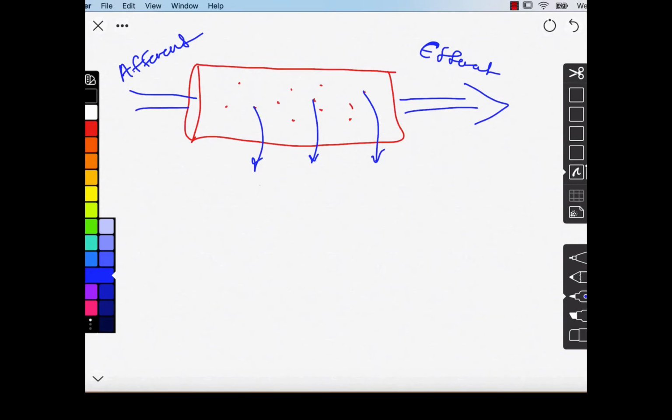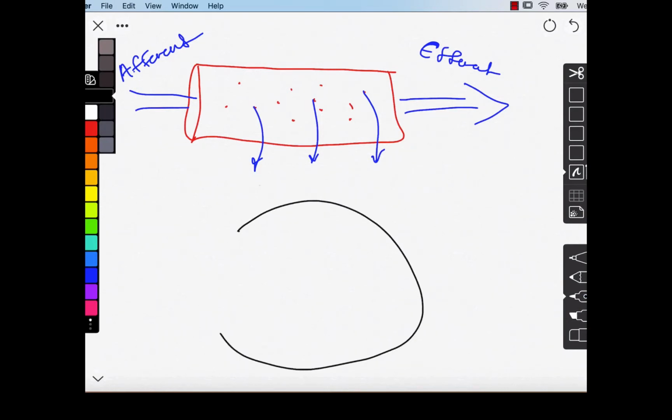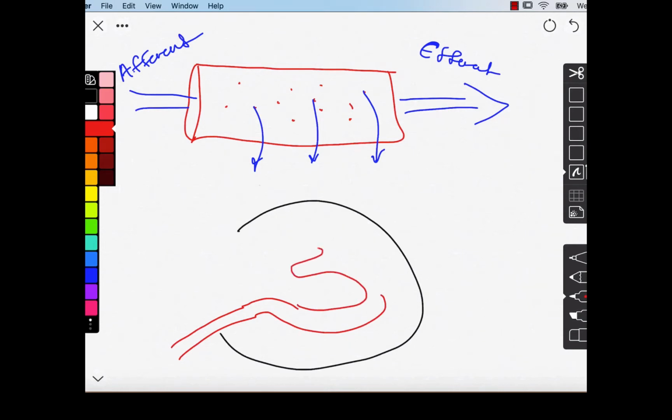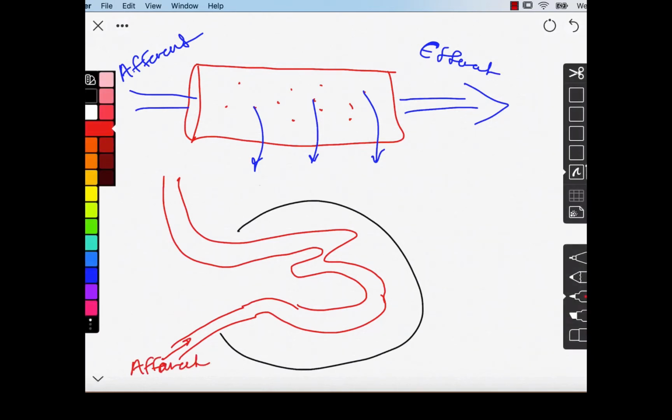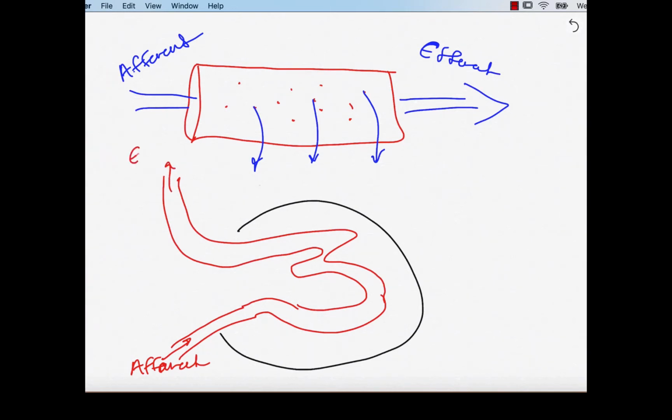Now, when we think about the glomerulus, I want you to remember that the glomerulus is located within the Bowman's capsule. And that the goal of the glomerulus is to push fluid into that Bowman's capsule, and in doing so, push fluid into the rest of the nephron. So the blood is going to arrive again through the afferent, and it's going to exit through the efferent.